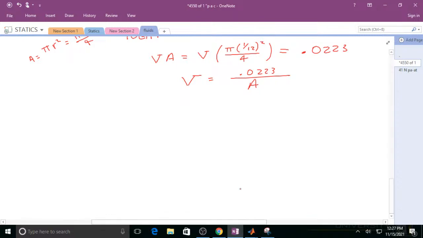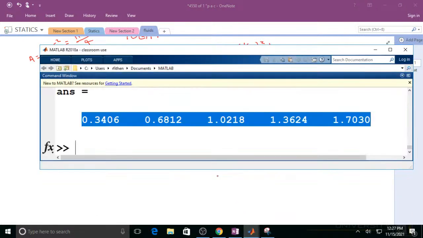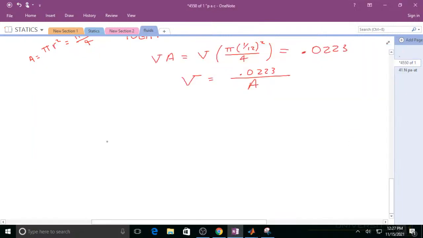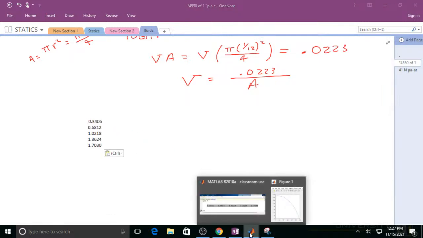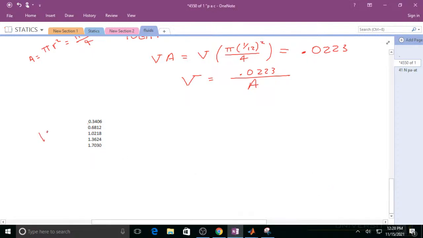So what I'm going to do, go back and just do a copy here, and I'm going to say, how about that? Turned it sideways, which is okay. So here's my velocities in feet per second. This is in feet per second for gallons per minute of 10, 20, 30, 40, and 50.